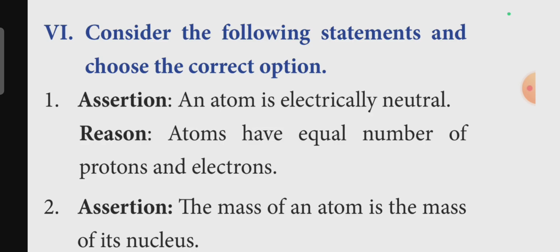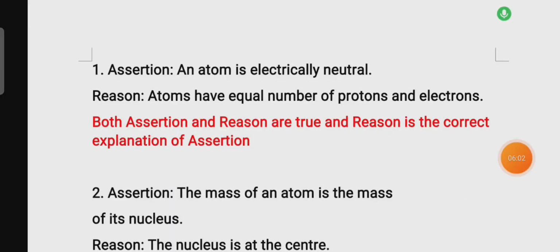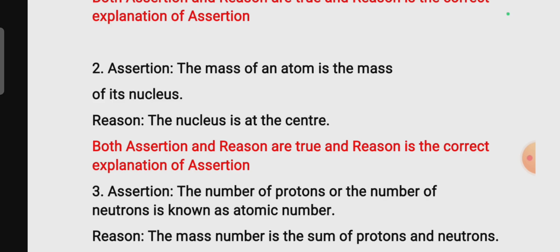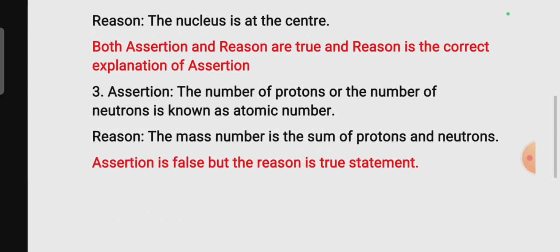First one, assertion: an atom is electrically neutral. Reason: atoms have equal number of protons and electrons. Both assertion and reason are true and reason is the correct explanation of assertion. Second one, the mass of an atom is the mass of its nucleus. Reason: the nucleus is at the center. Answer: both assertion and reason are true and reason is the correct explanation of assertion.